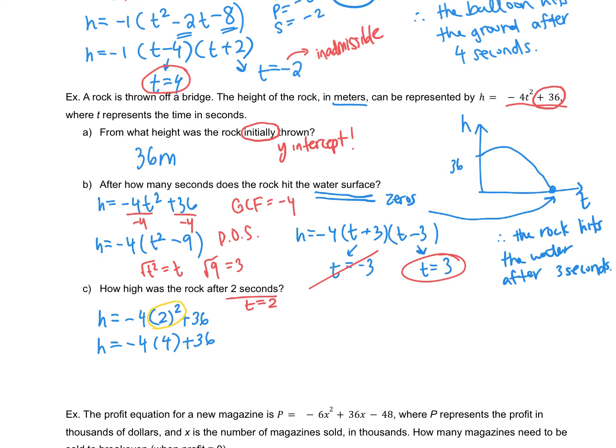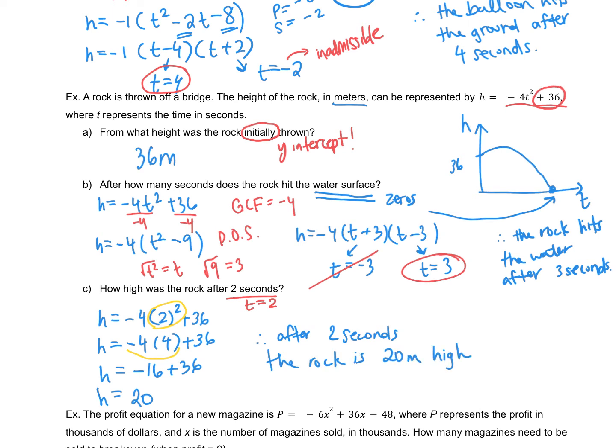Then we can do our multiplication. -4 times 4 is -16. And then we can finish this off. -16 plus 36 is 20. So therefore, after 2 seconds, the rock is 20 meters high.